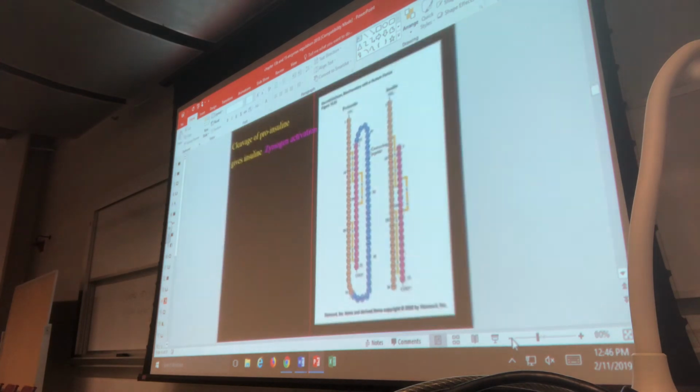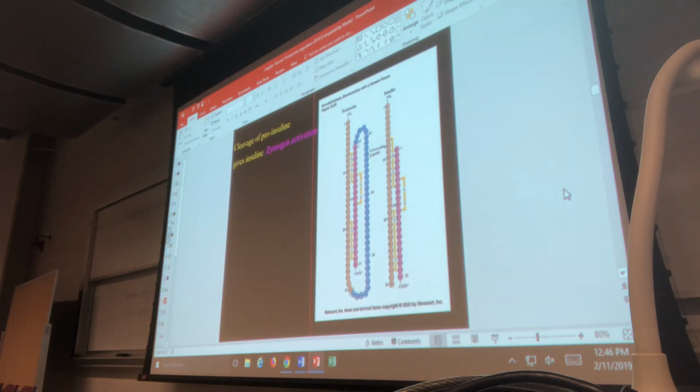The other type of regulation, going in order of the PowerPoints, the other type of regulation of enzyme activity is zymogen activation. Zymogen activation, which I'll simplify as the following.